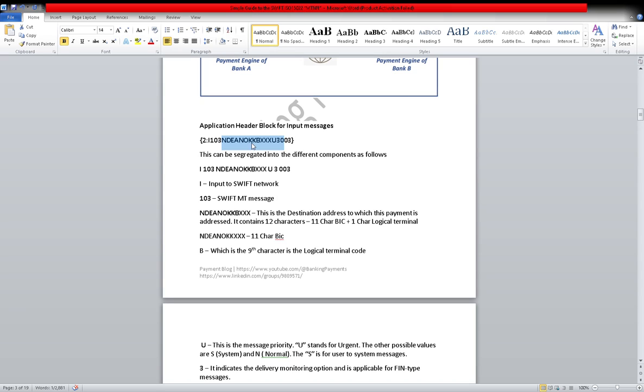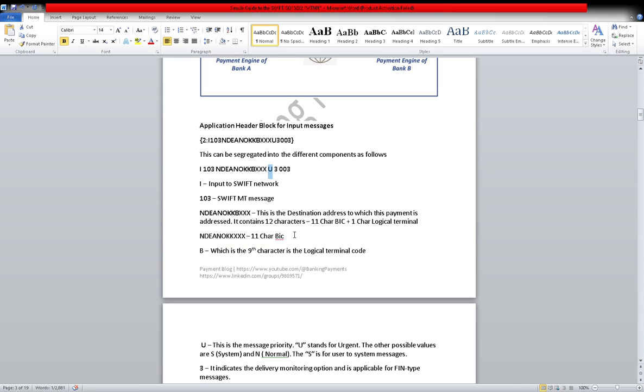Here, B is the 9th character, the logical terminal code. This B part is less important from an understanding point of view, but we have understood it. This is still triple X, this is the BIC, and this is the logical terminal code. Then you come to the next part, which is U.